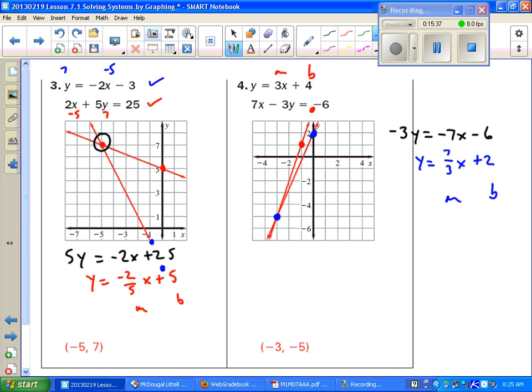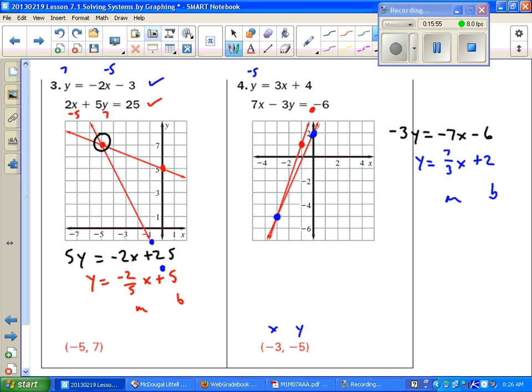It's a little harder to see where they intersect since they kind of are a lot sharper. But the point that I just highlighted in blue is the point that they're going to intersect at. Your X value is -3, your Y value is -5. When you plug both of those values in, you see if it's a true statement or not.